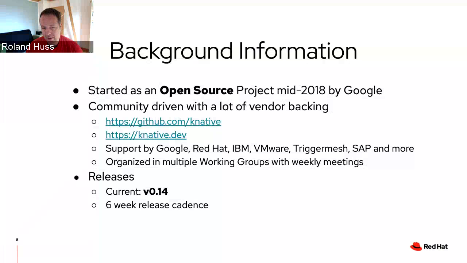Community-wise, it's organized in multiple working groups, which have weekly meetings. And you find here the link to the Knative dev site and also the GitHub repository, and you find all of this on these pages, a lot of documentation, also examples. We are currently at release 0.14, and Knative has a 6-week release cadence, which means you get a new release from Knative every 6 weeks.